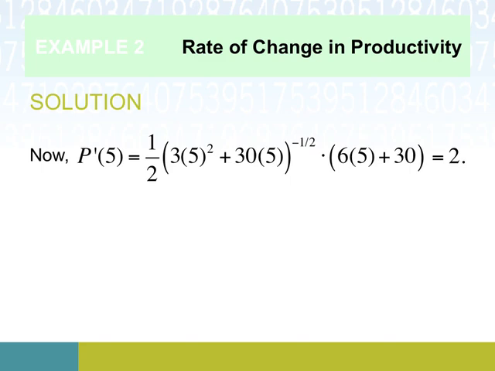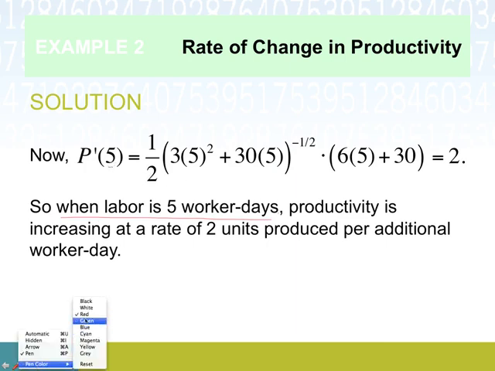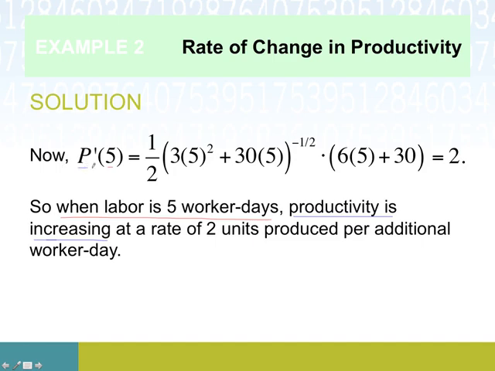We're also supposed to, as always, interpret. So coming up with an interpretation for this, when labor is 5 worker days, so that's just the input piece of this, then productivity is increasing. And the increasing part of this is due to the fact that we're talking about P prime. So the original function was productivity. P prime is a rate of change in productivity.